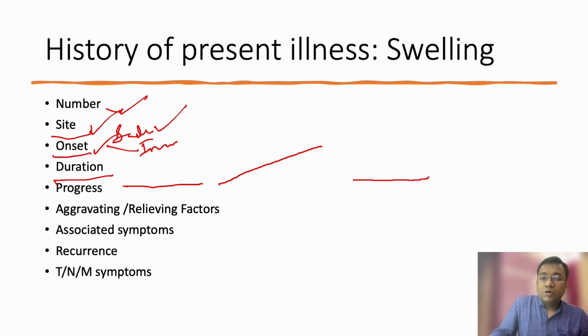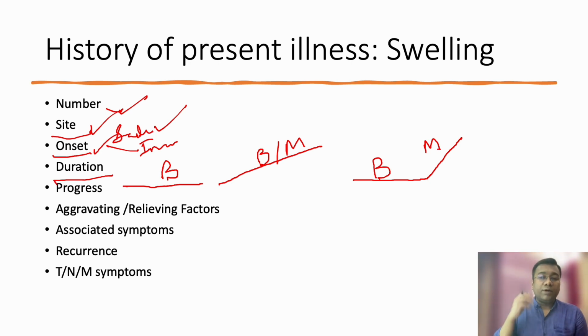Now, over the last 1 to 2 months there is an increase in size. All these three are important. This first one goes in favor of benign. The second one can be benign, can be malignant. And this third one, where initially it looks benign, then there is malignant transformation.